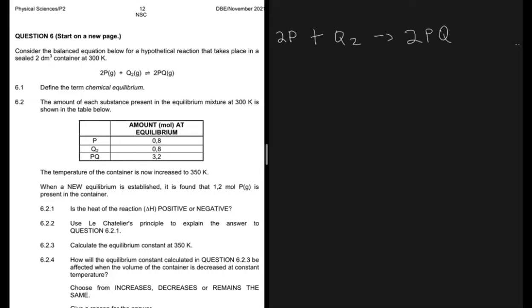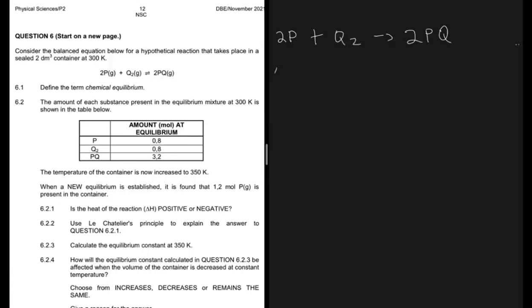Consider the balanced equation below for a hypothetical reaction that takes place in a sealed 2 decimeter cube container at 300 kelvins, that is. So our hypothetical reaction is happening between 2 atoms of P and 2 atoms of some element Q, which is giving us 2 atoms of PQ, right? I'm calling it P, not for us, just P because it's a hypothetical reaction.